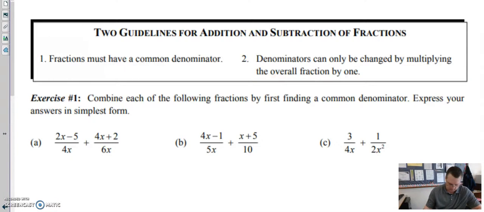Hello, everyone. Lesson 8, Unit 10. Kirk was going to do it, but his is like 36 minutes long, so I'll try to get it done for you earlier. The guidelines for addition and subtraction of fractions.